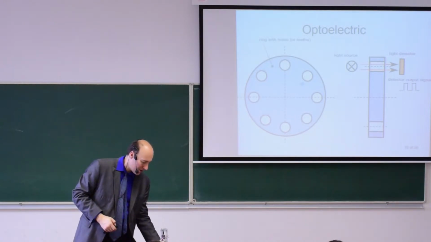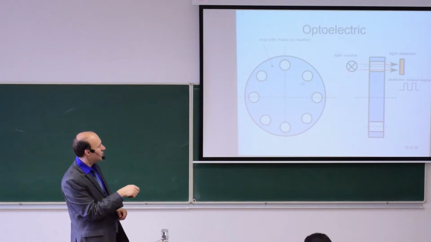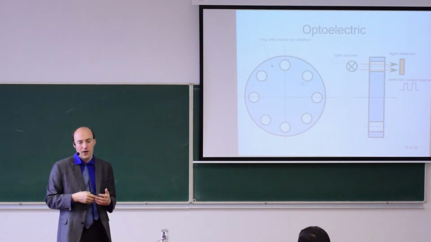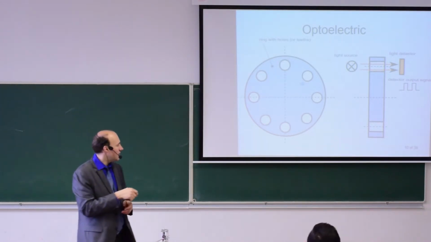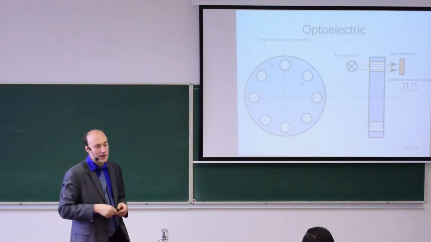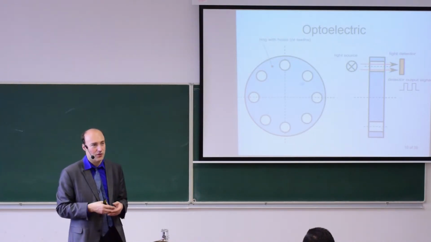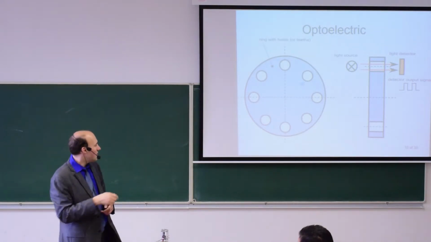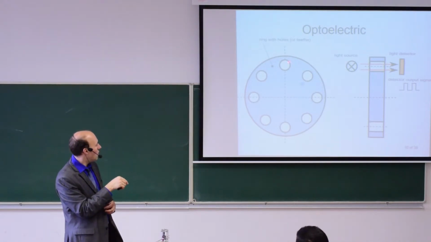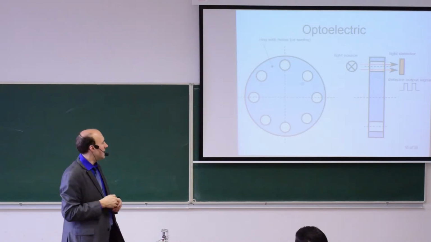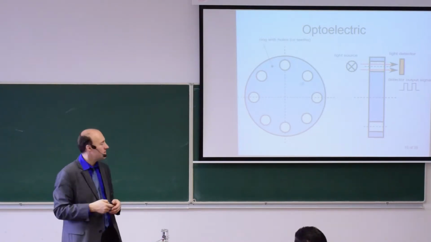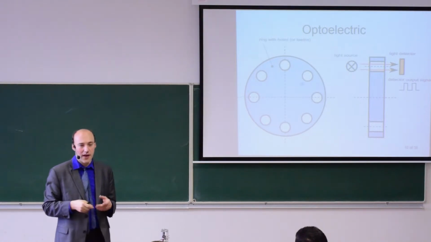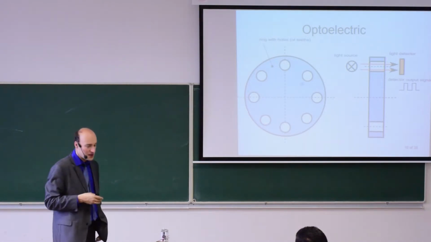So from one side of the ring, you need to install a light source, which can be a bulb or an infrared LED. And from the other side, you install a light detector. This could be a photoresistor, photodiode, or a phototransistor. So if the light is passing through the hole or through the gap, you have a signal. If it's blocked by the material, then you don't see the light and you don't have a signal.